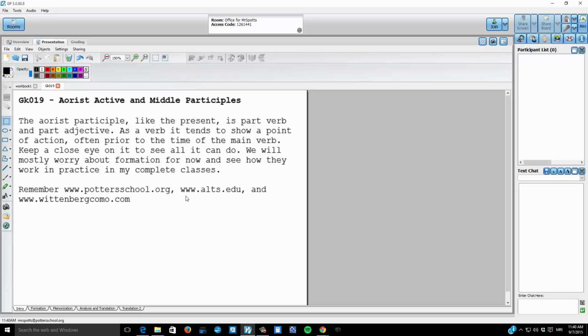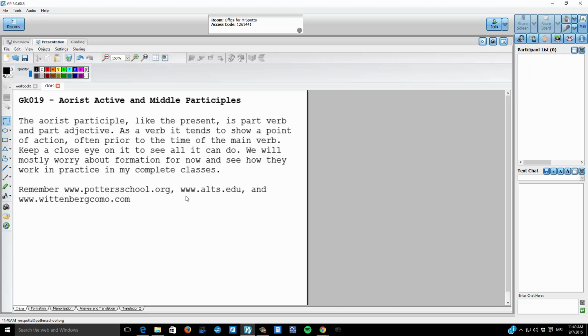Time for a little Greek lesson. Today we're looking at the aorist active and middle participle. The aorist participle is very much like the present participle. It's part verb and part adjective, just as you would expect.